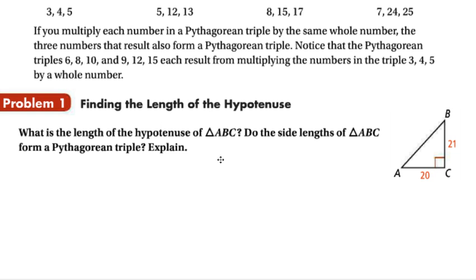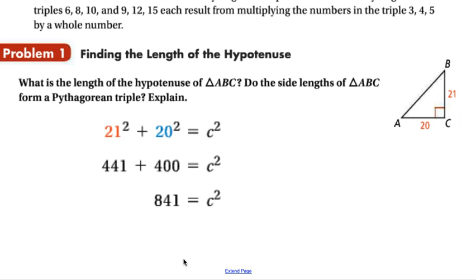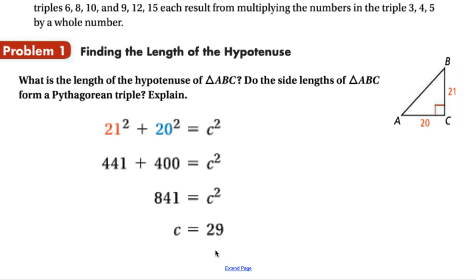What is the length of the hypotenuse of this triangle? And we're given the two legs, so we're going to simply plug that into the Pythagorean theorem, where the hypotenuse is the longest one, and that is always c. So 21 squared plus 20 squared is c squared. And if we go ahead and solve that for c, we get c is equal to 29. So it says, do the side lengths of triangle ABC form a Pythagorean triple? And since our answer was a whole number, then the answer is yes, it forms a Pythagorean triple.